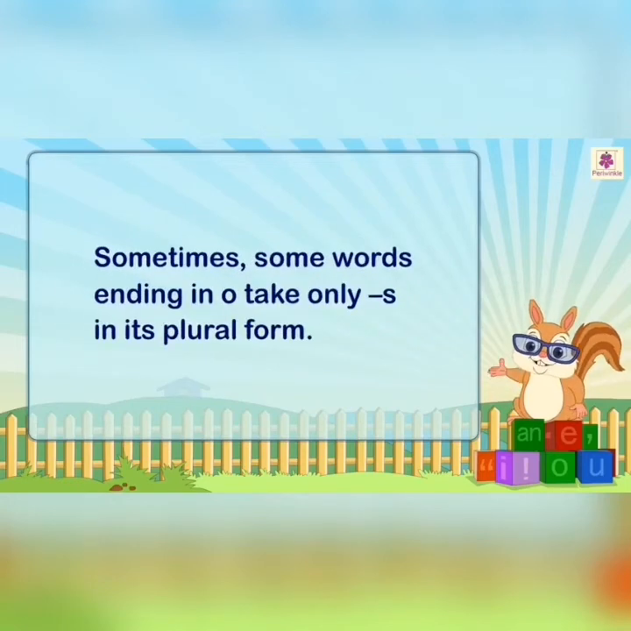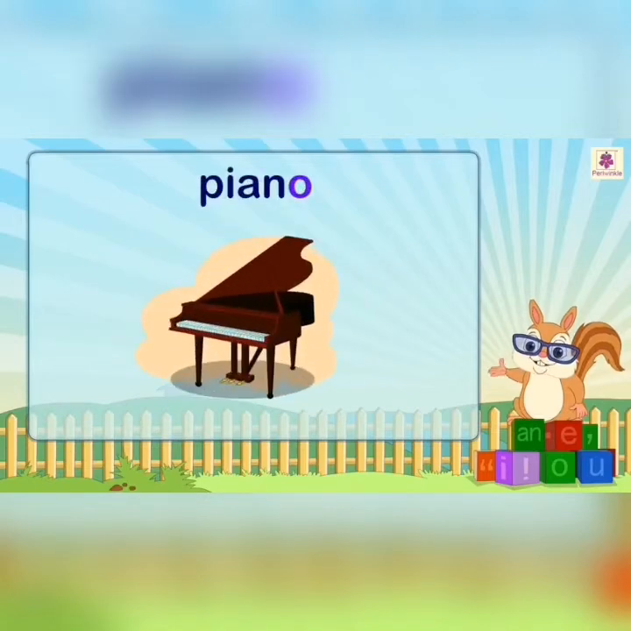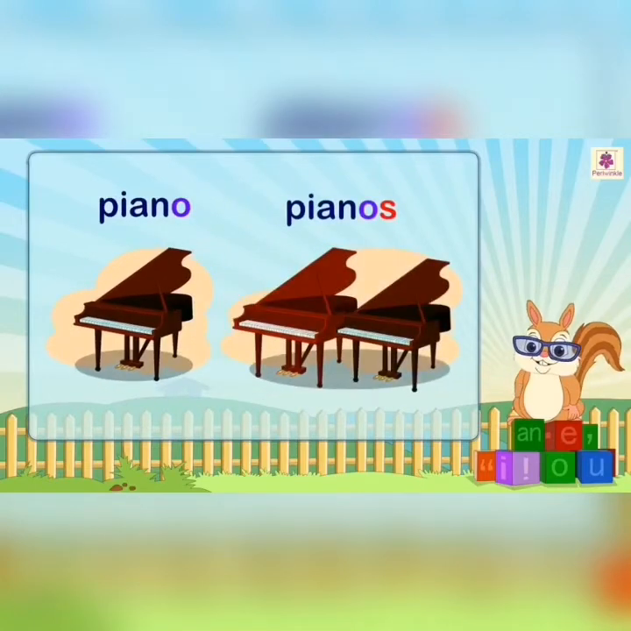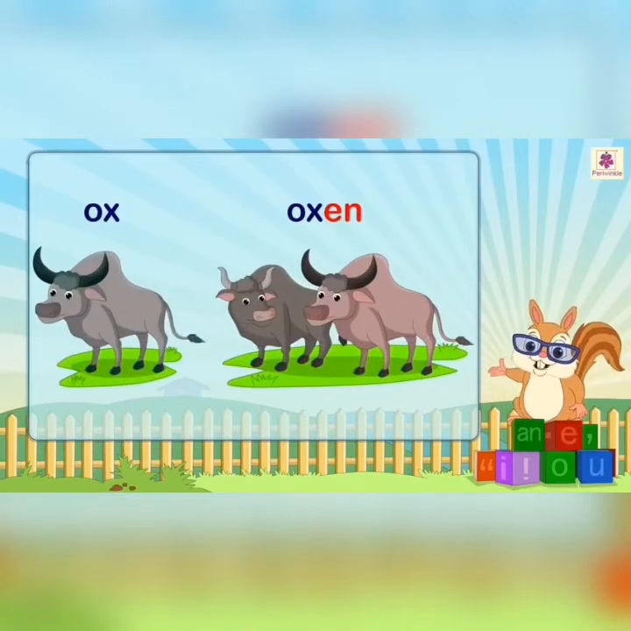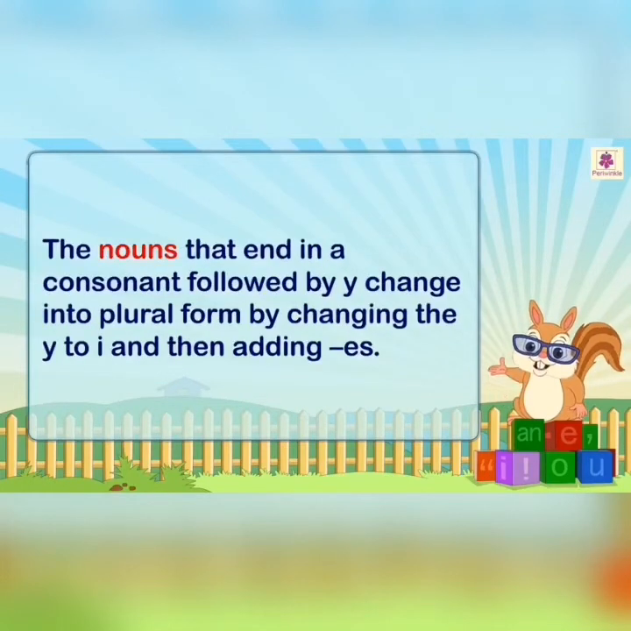Okay? But sometimes some words ending in o take only s in their plural form, and you can see this in the example of piano. So rather than add es, we just say pianos, we add s. But how about ox? You would not have to add es, as what you have is oxen.